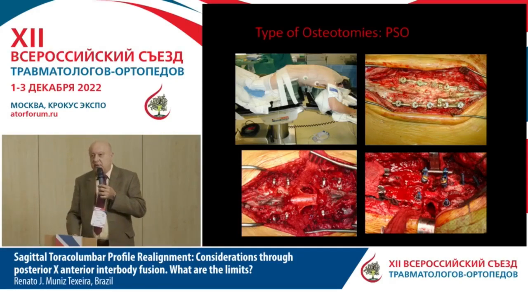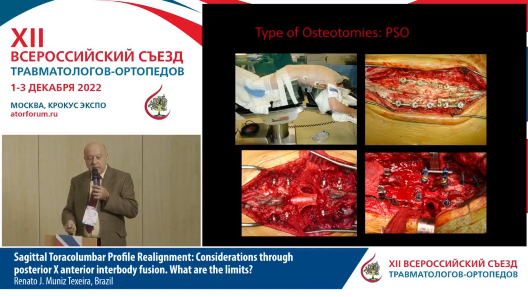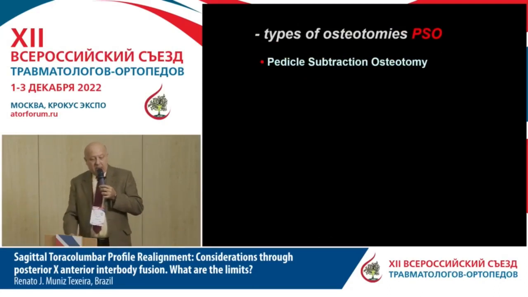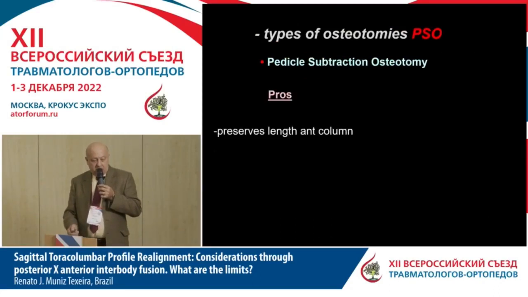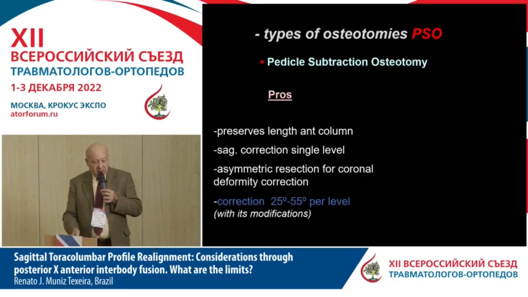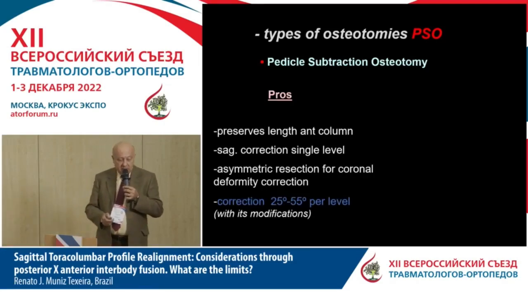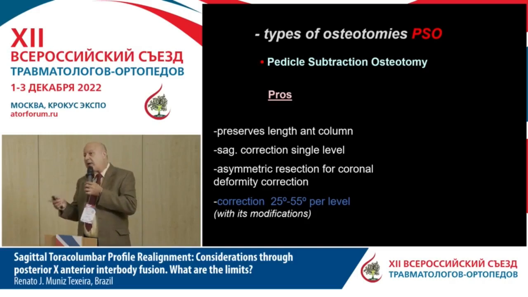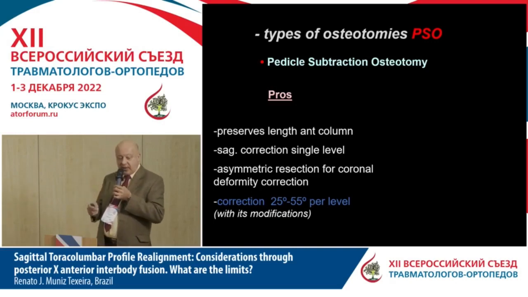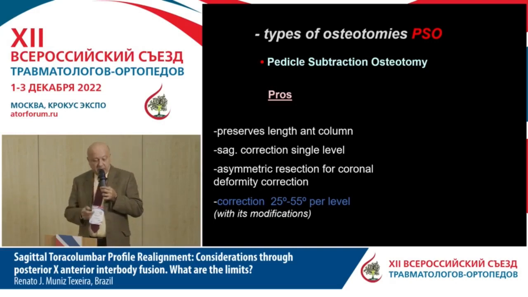PSO is a surgery that's high risk, high bleeding, with a high rate of complications in our hands, but we perform it in some cases, but not always. The pros for pedicle subtraction osteotomy: preserves the length of the anterior column, sagittal correction in one single level, asymmetric resection for coronal deformity correction, between 25 to 55% per level.